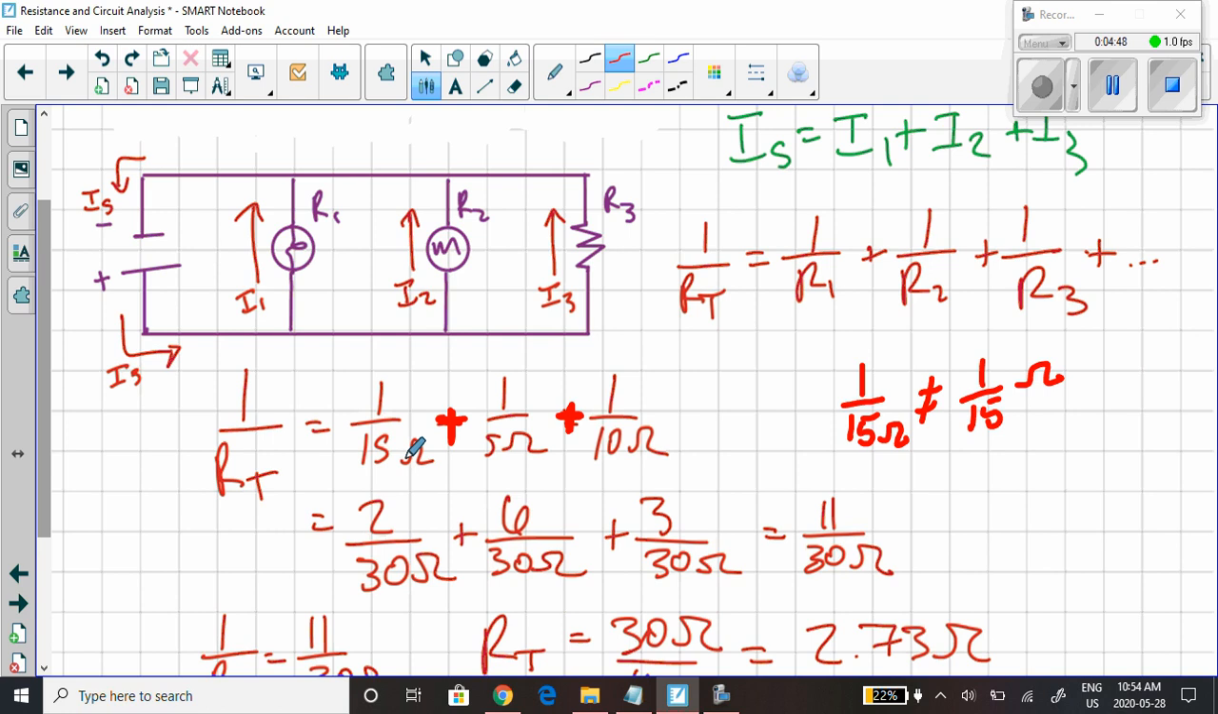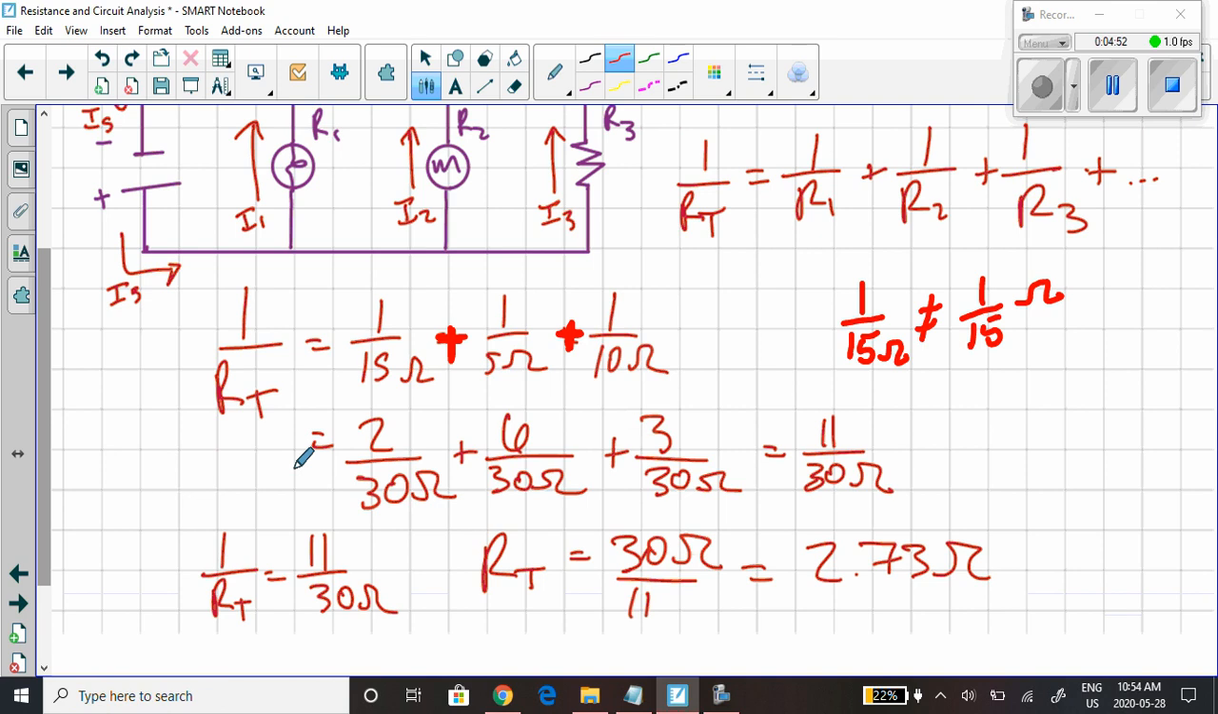Well, what we got here are 3 fractions with 3 different denominators, so we're going to find a common denominator. So we multiply top and bottom here by 2, and we get 2 over 30 ohms. Top and bottom here by 6, and we get 6 over 30 ohms. Top and bottom here by 3, and we get 3 over 30 ohms, which gives us 11 over 30 ohms. Notice the ohms is in the denominator. So that means 1 over the total resistance, being the total effect of this arrangement of loads on the source, is equal to 11 over 30 ohms.